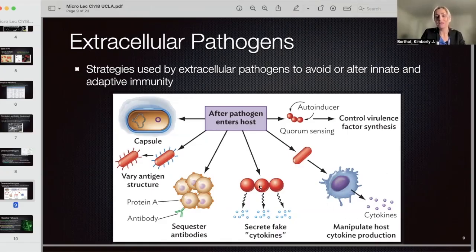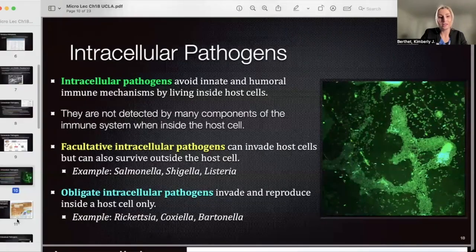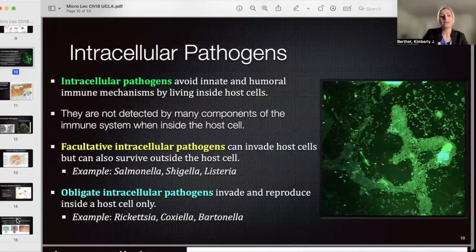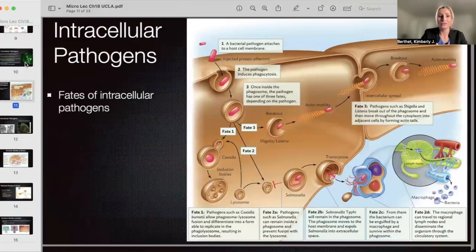So, manipulation of the host immune system. These are just a couple of ways that we see extracellular pathogens essentially avoiding the immune system. We're going to go ahead and look at intracellular pathogens here. And again, we have another diagram to look at intracellular pathogens.